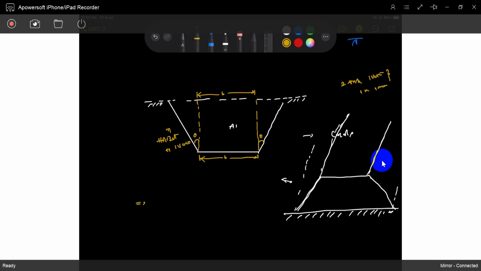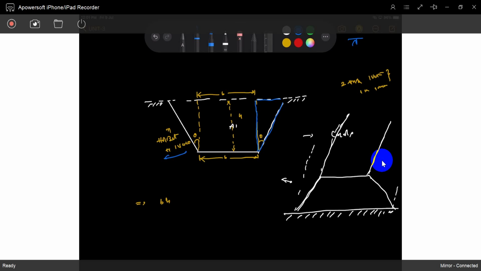What is the area? This is B, and this is some height h. So B times h is the rectangular portion. What is the triangular portion area? It is n horizontal to 1 vertical. Maybe they provide some n.